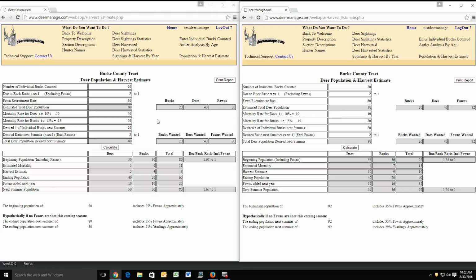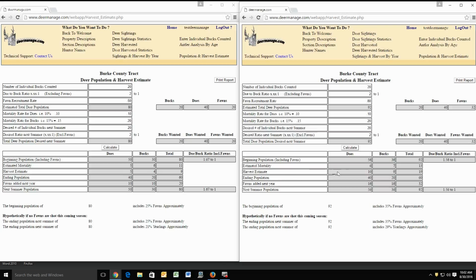So now let's go over to this property with the lower recruitment and look at some of our numbers. We're estimating the natural mortality for does to be 5, bucks will be 6, for a total of 11 deer lost in natural mortality. This property here, we're estimating we're going to lose 6 does and 7 bucks for a total of 13 deer. Now we look at the harvest estimate, how many deer we should shoot, and we're looking at approximately 5 does, 4 bucks for a total of 9 deer.